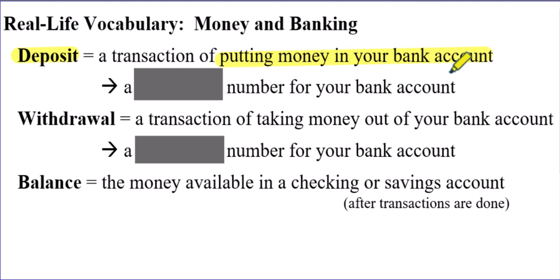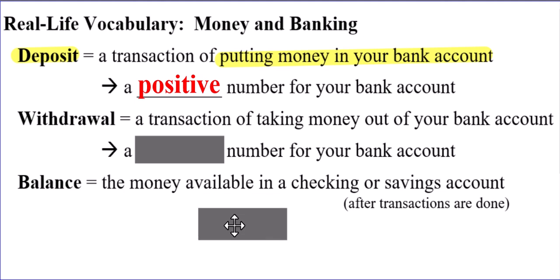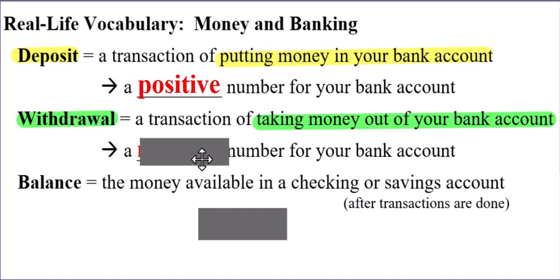All right, first vocabulary word we need to understand. A deposit is when you have a transaction where you are putting the money in your bank account. Now let's think about this. What type of number would that be for your bank account if you're putting more money in the bank account? Well, I hope this makes sense. That would be a positive number for your bank account. Now, what about the other type of situation here? A withdrawal is taking money out of your bank account. Now, what's that going to be? Positive or negative for your bank account? Well, if you're taking money out of it, that's going to make it go down, so that is a negative number for your bank account.